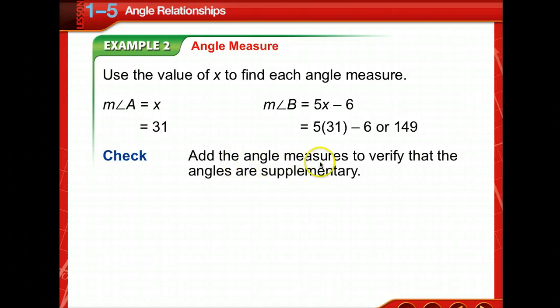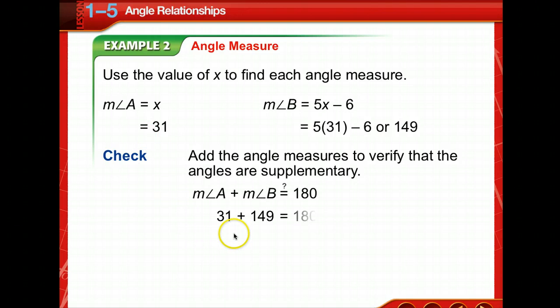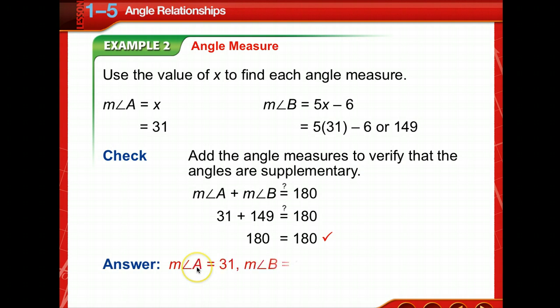Now we can add the angle measures to verify that they're supplementary. Is 149 plus 31 180? Well, let's see. Well, by golly, it is. All right, good job. We've got that one. So our answer is the measurement of angle A is equal to 31, and the measure of angle B is equal to 149.